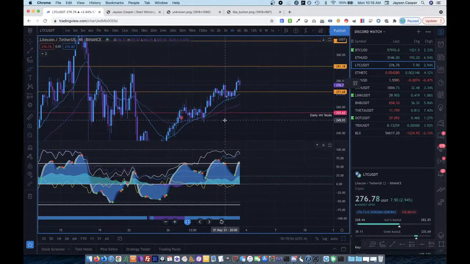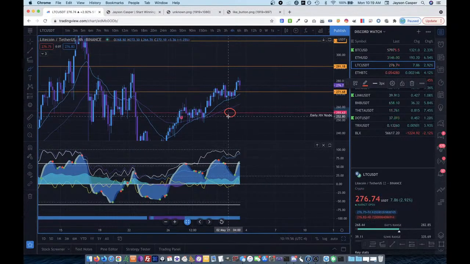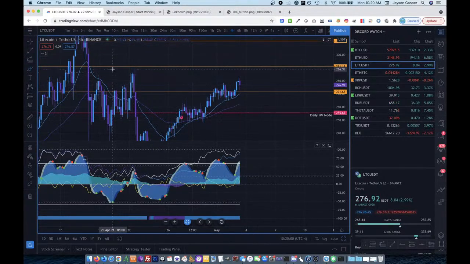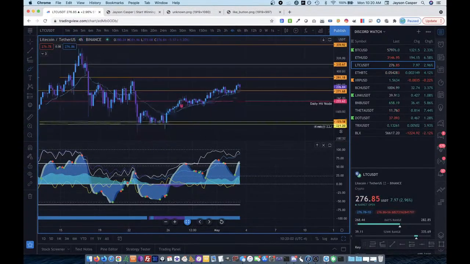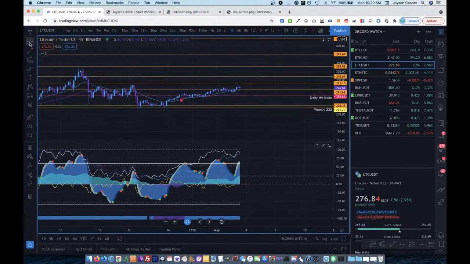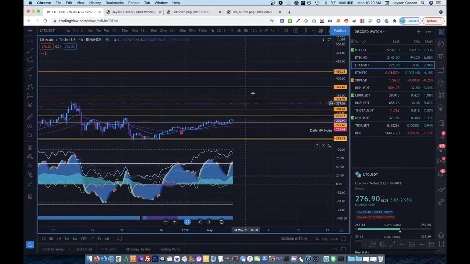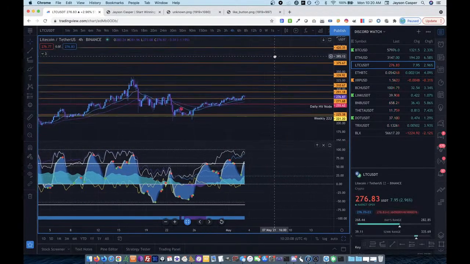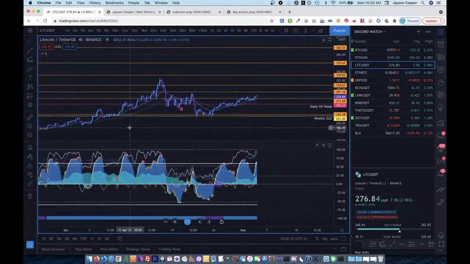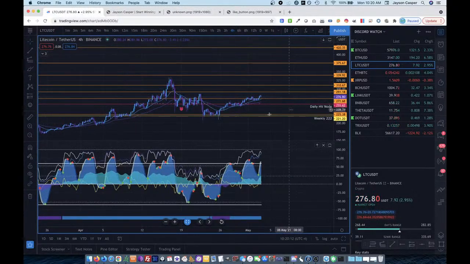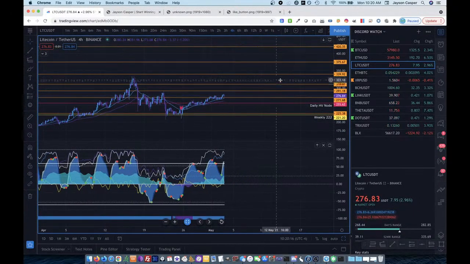But I would even be looking down for lower levels. Like if we can come down and retest this area, I'd be looking for an entry. And these are my levels for the Litecoin. I'm expecting us to see close to a $500 Litecoin, and these are fib extension levels as well, and these tend to be very, very respected.